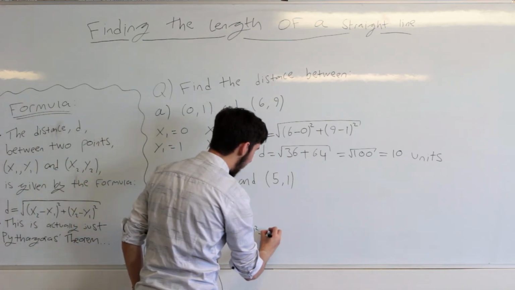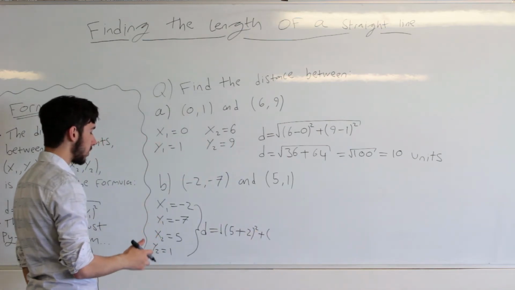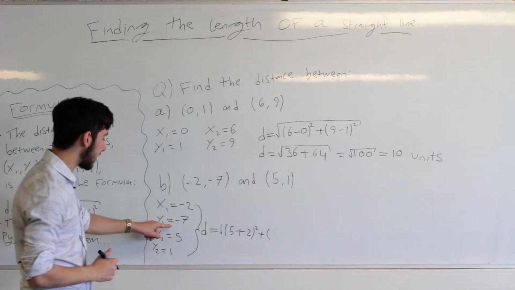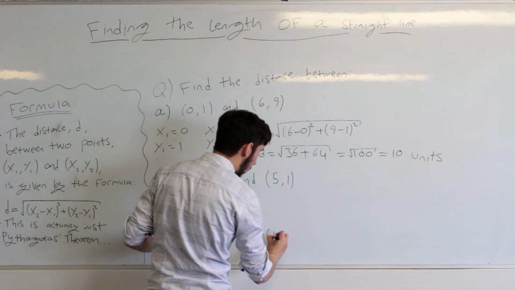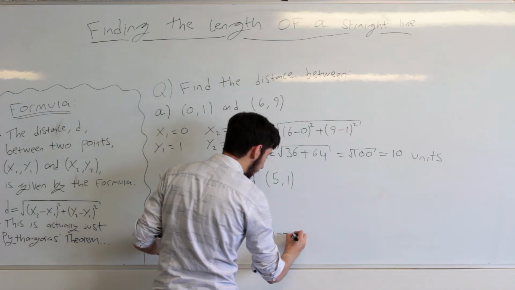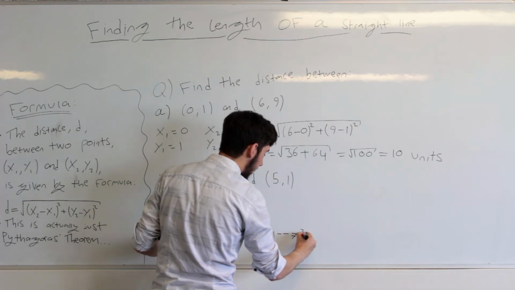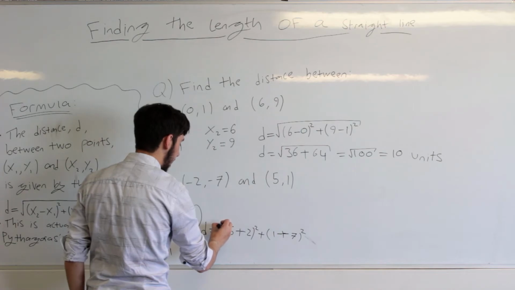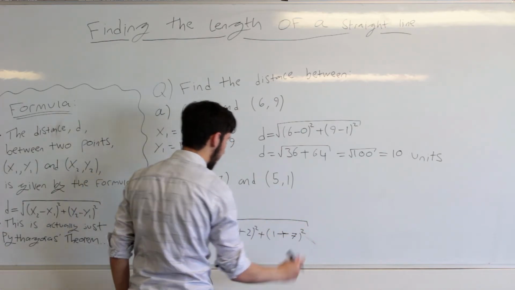And then we're going to add y2 minus y1. y2 is 1, y1 is minus 7, so it's the same thing. It's 1 minus minus 7. I hope that makes sense, and then that's also squared. And again, minus minus 7 is 1 plus 7. And the square root comes over everything, just like that.